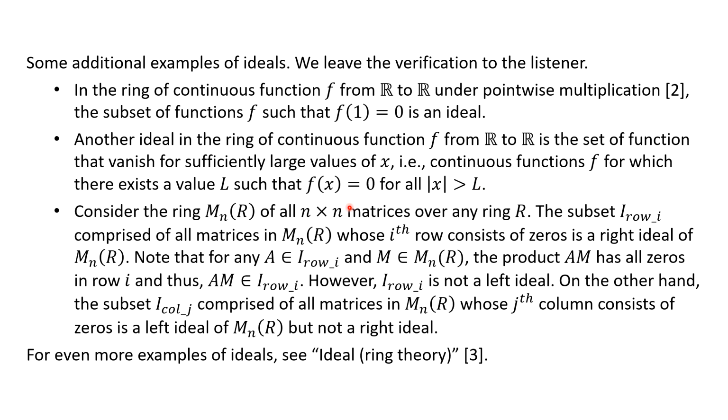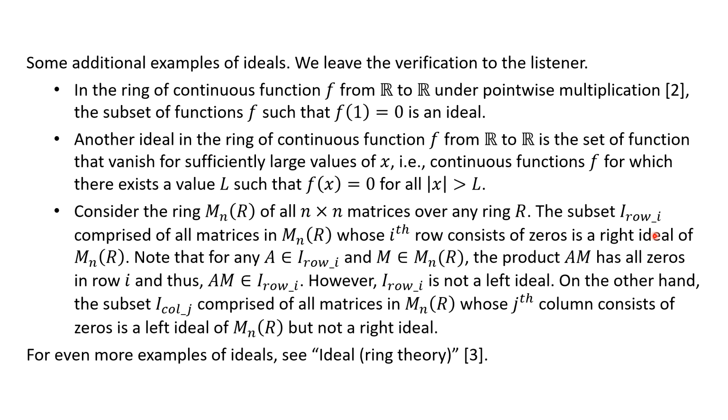Then the third example is of ideals that are left ideals but not right ideals, and right ideals that are not left ideals. So we'll take the ring of all n by n matrices over any ring. This is the notation for that. And then first we'll look at the subset of matrices that have the row I consisting of zeros.